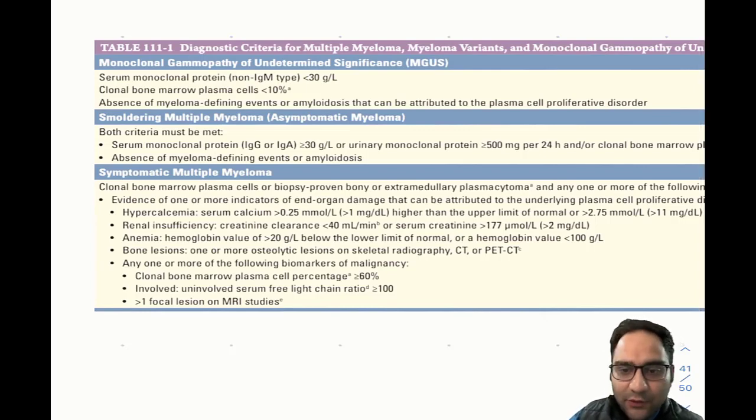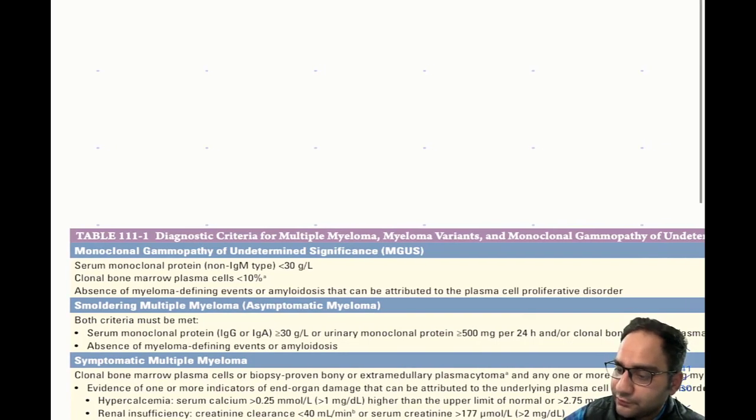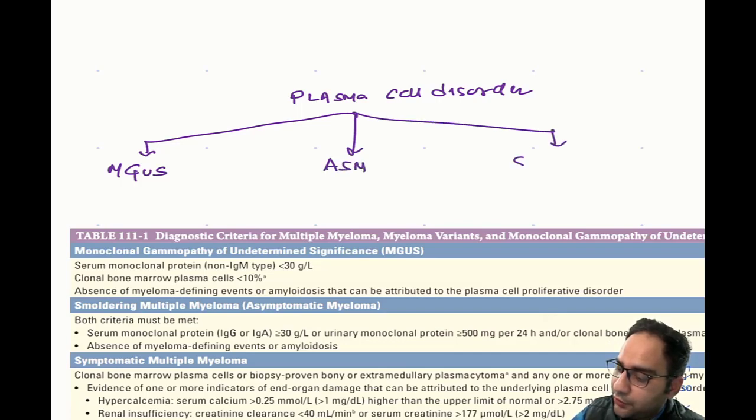Plasma cell disorder can be MGUS, which is monoclonal gammopathy of undetermined significance. It could be an asymptomatic myeloma, or it could be a symptomatic multiple myeloma, right?